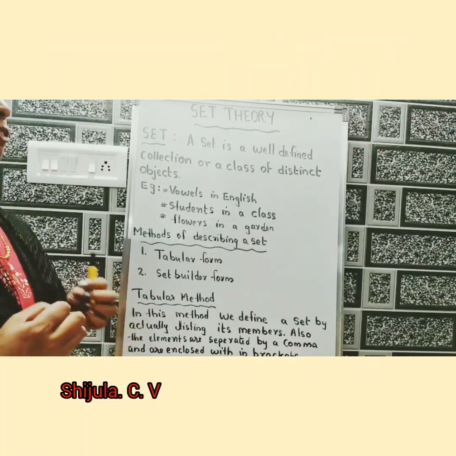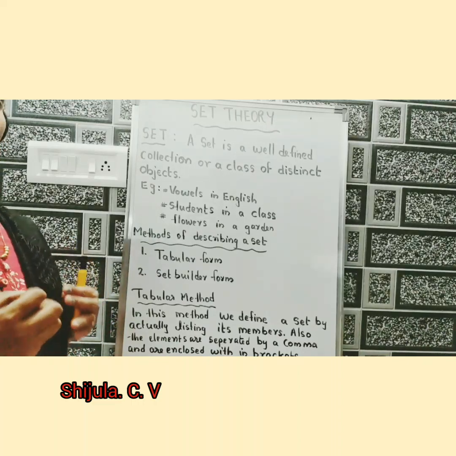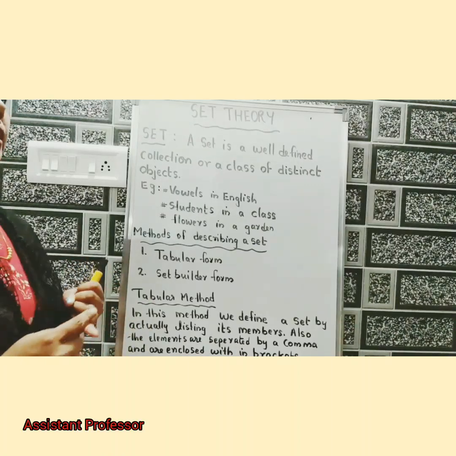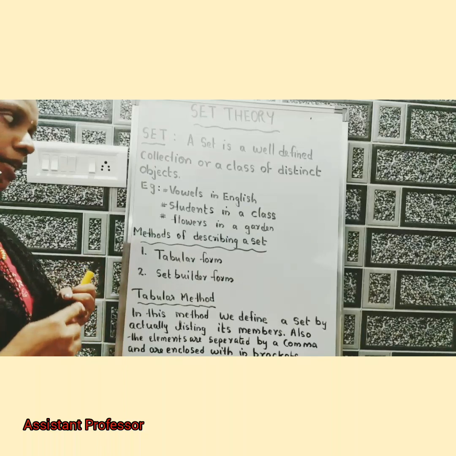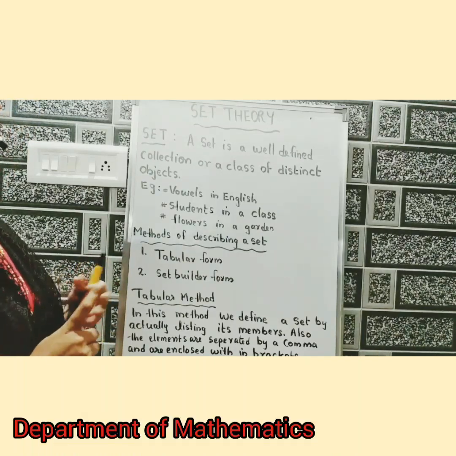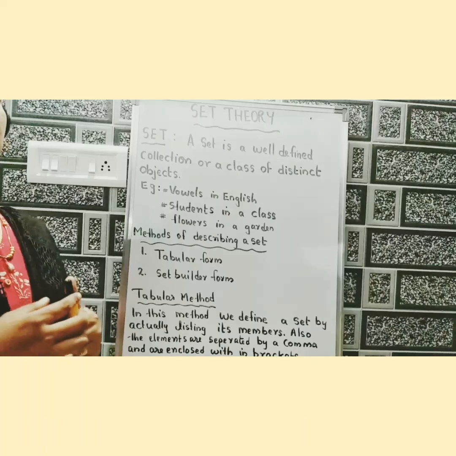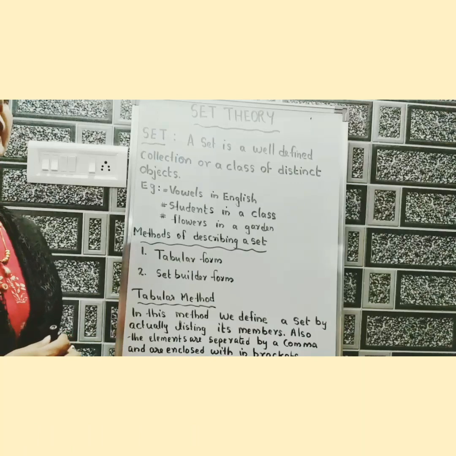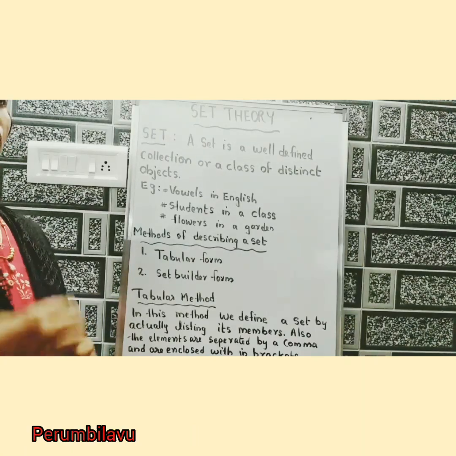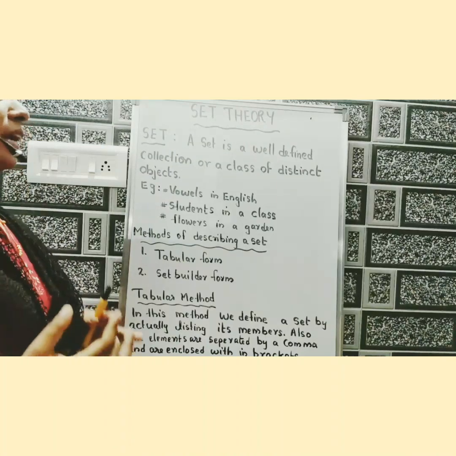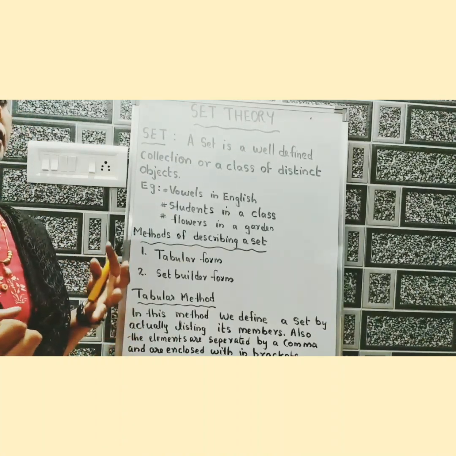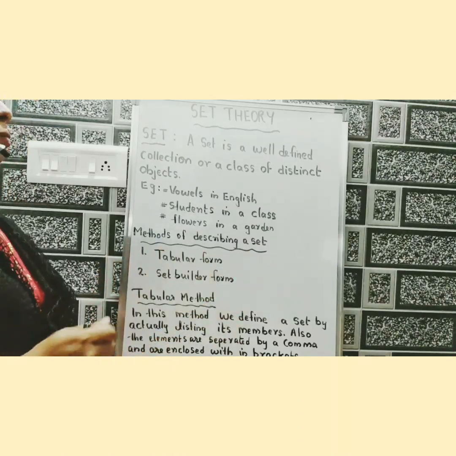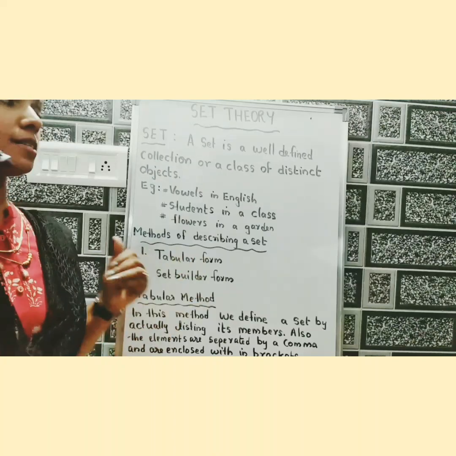A set is a well-defined collection or a class of distinct objects. For example, vowels in the English alphabet, students in a class, flowers in a garden are examples of a set. Once more, a set is a well-defined collection or class of distinct objects. For example, the students in a class is a set. Vowels in the English alphabet is a set.